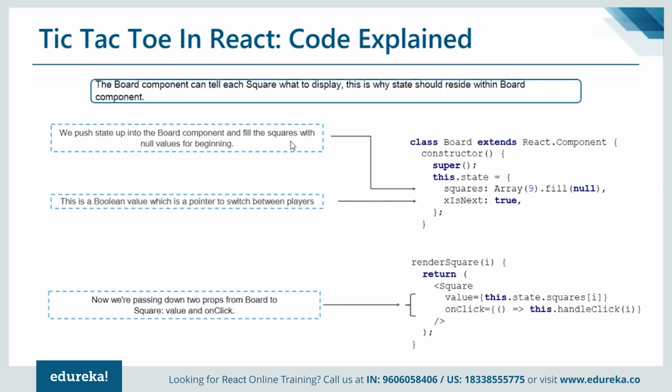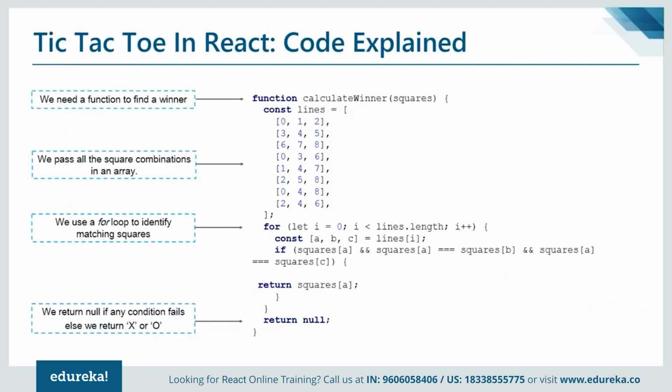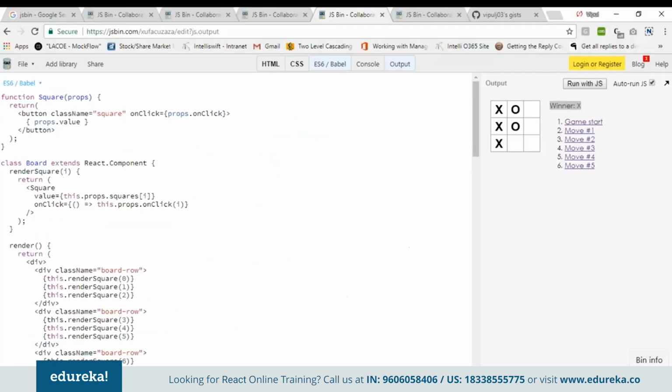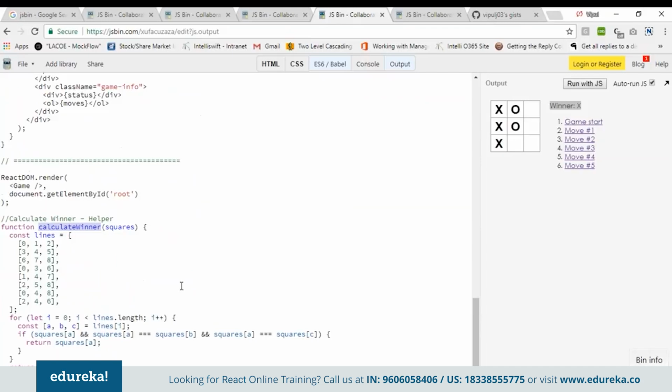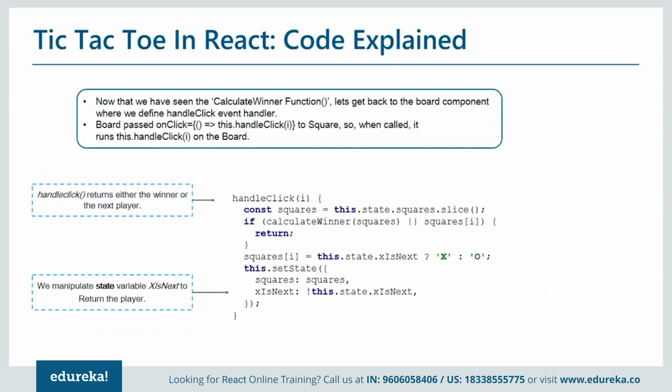Then we pushed state into the Board component and filled the squares with null values to begin with. So basically we have created a component named Board, and we are passing down two props from Board to Square: value and onClick. Then we have a function calculateWinner, which is used to find who the winner is, whether X or O. Then we have multiple other functions to handle clicks, which return either the winner or the next player.